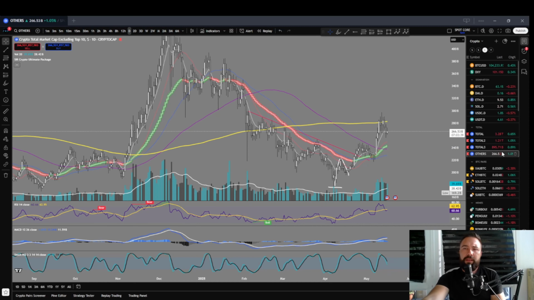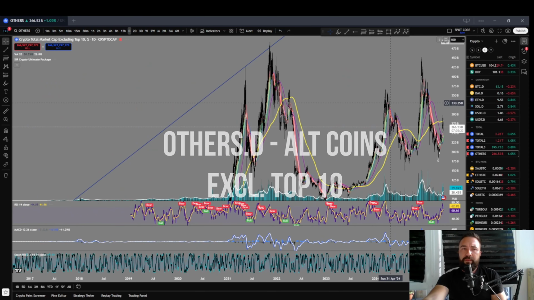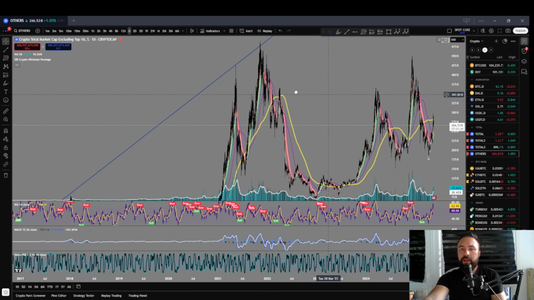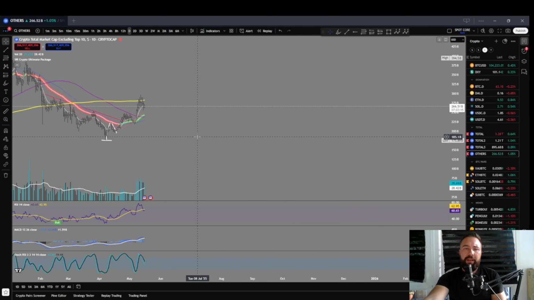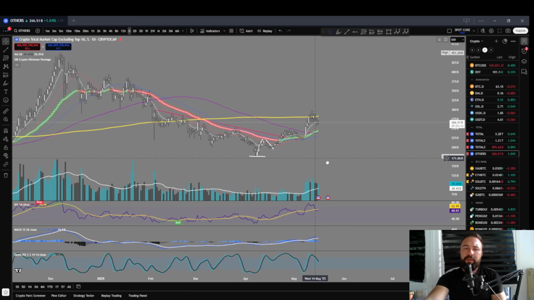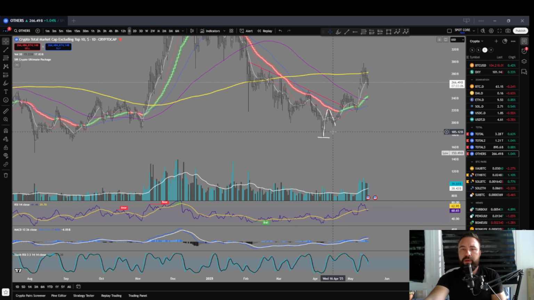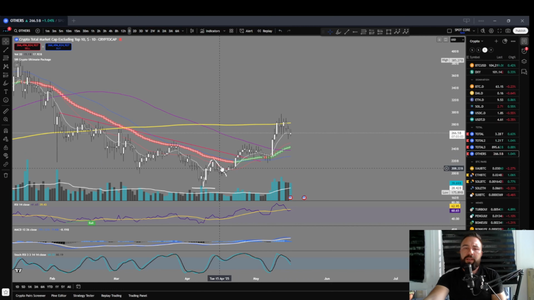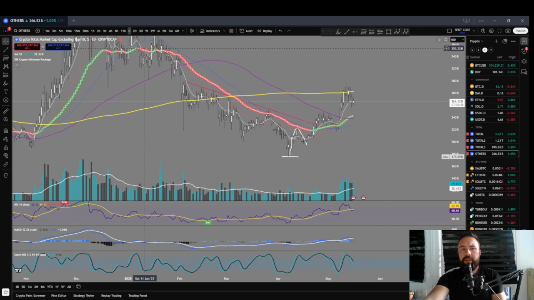The chart is Others. Others basically represents altcoins excluding the top 10 altcoins. So any other small coins in the crypto space, this is basically it, okay? If you have any altcoins like XRP, Solana, Ethereum, stuff like that, you want to see this one grind higher. And we had this downtrend. You can see we have lower low, lower high, lower low, lower high, lower low, lower high, lower low, and this was the bottom, okay?